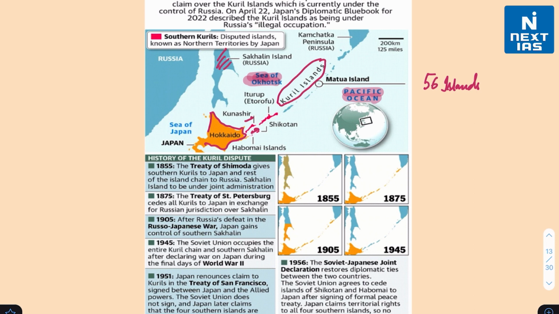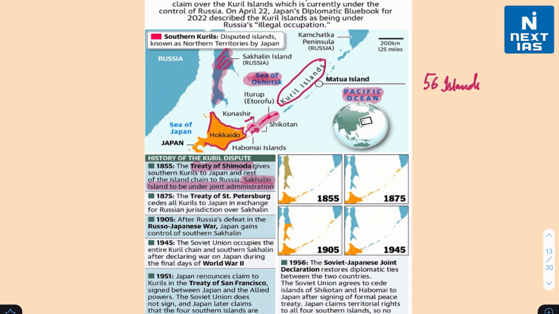So if we look into the brief history of the conflict between Russia and Japan due to this, in 1855 there was a Treaty of Shimoda that gave the southern Kuril to Japan. So these were the southern Kuril and they were given to Japan and the rest of the island chain to Russia. The Sakhalin Island had to be under joint administration.